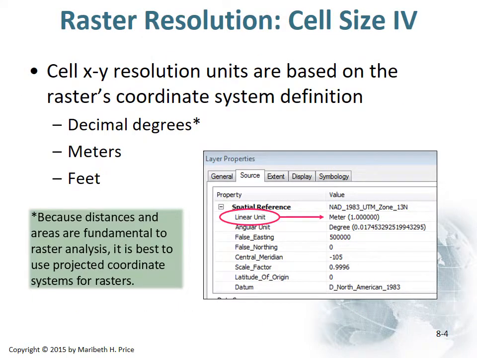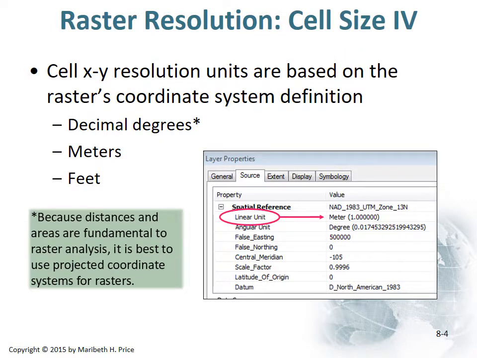So the resolution of your cells is going to be based upon your underlying coordinate system, whether it's geographic or projected. The point on this particular slide is to emphasize the concept that we are very interested in distance and area relationships whenever we're doing geographic analysis. So we need those properties in order to be able to do proper calculations. So it's best to use rasters that are projected, not unprojected.